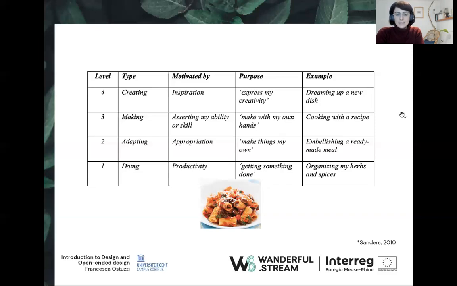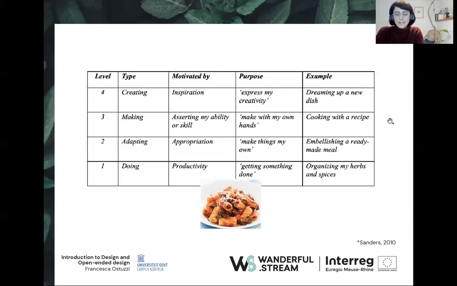Nonetheless, the highest level of creativity is when we actually create something, so we make something in reality that did not exist yet at all. In this sense, for example, I might be dreaming about a new dish that does not exist yet. In fact, the creating level very often builds upon the other levels. So when I'm creating something new, I'm very often adapting something that already exists and making it happen.